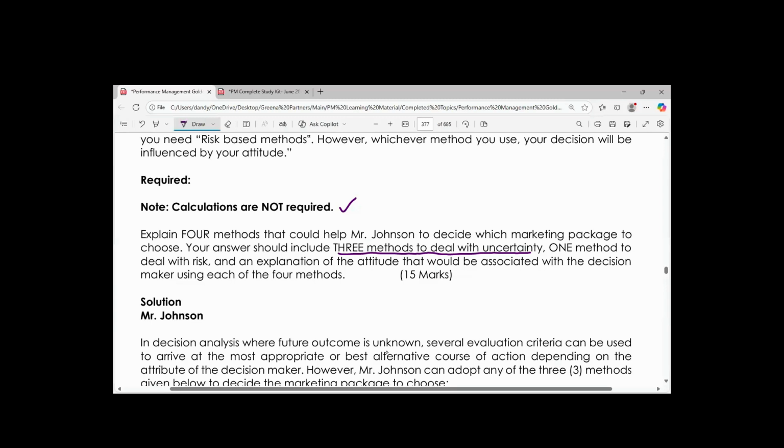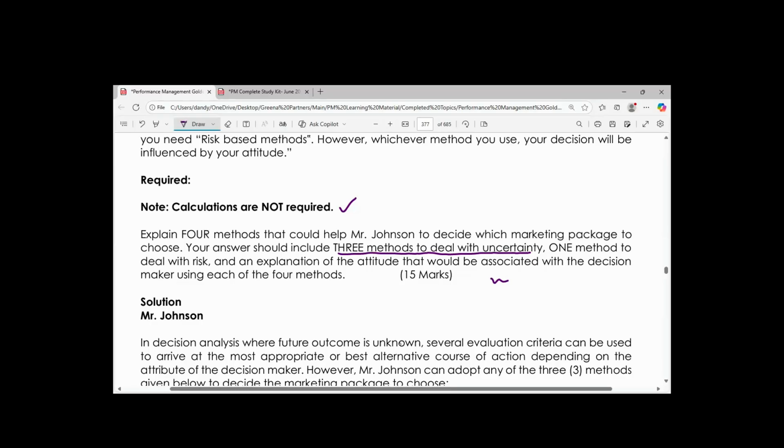We said under Maximax, the decision maker should select the highest figure, and then the highest of the highest. That is Maximax. Under maximin, you select the minimum value of each payoff, then you select the maximum of the minimum for the decision. Then under Minimax, you carry out those 5 procedures. So this is what the examiner is asking you to do.